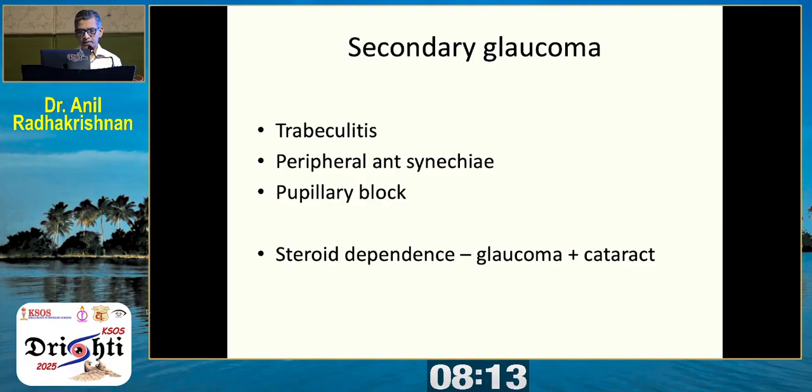Madam was previously mentioning secondary glaucoma. In both herpes viruses, trabeculitis is a common complication. On its own it can cause elevation of intraocular pressure, and for IOP elevation due to trabeculitis, you have to give steroids. The other causes of secondary glaucoma are peripheral anterior synechiae, pupillary block, and steroid-induced glaucoma also can occur.